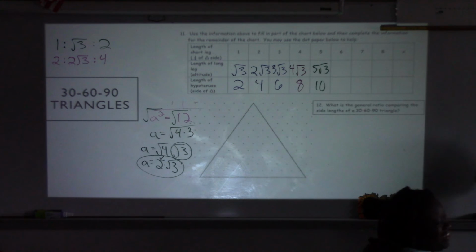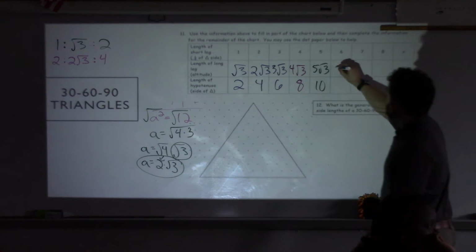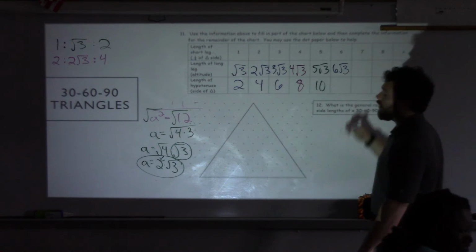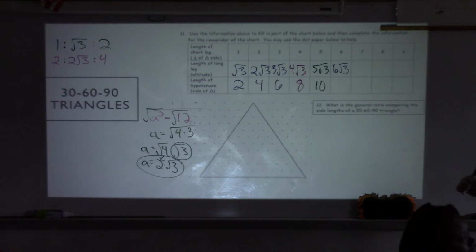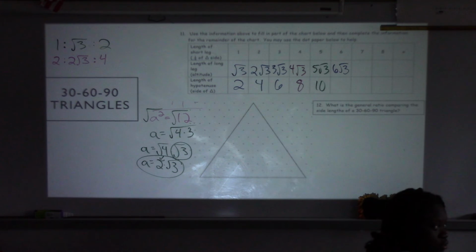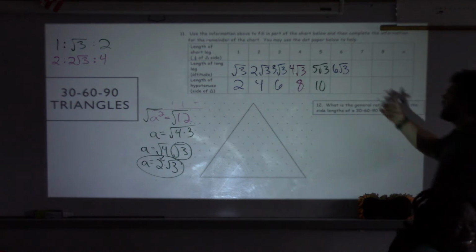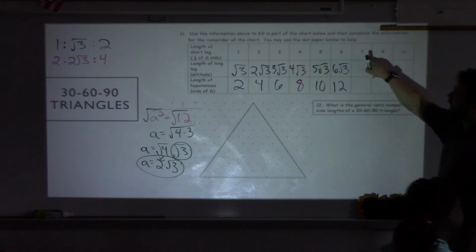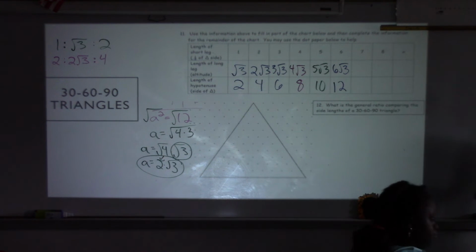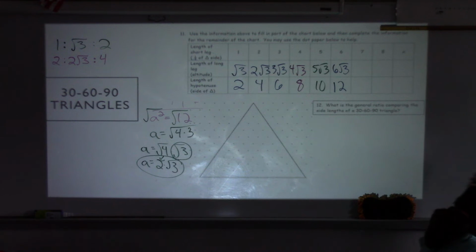Matthew, if the short leg is 6, what's the length of the long leg? 6 times square root of 3. Let me get somebody else in there. Jordan, what's the length of the hypotenuse? 12. Dee, if the length of the short leg is 7, what's the length of the long leg? 7 times the square root of 3.